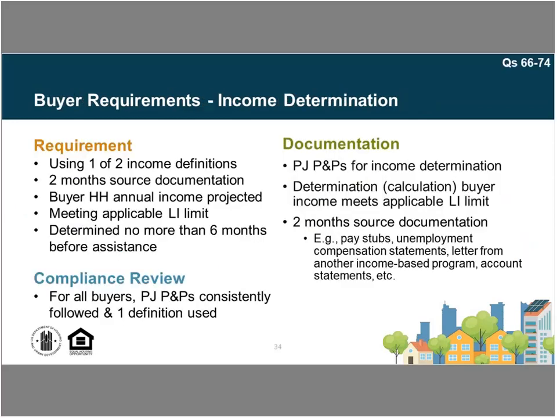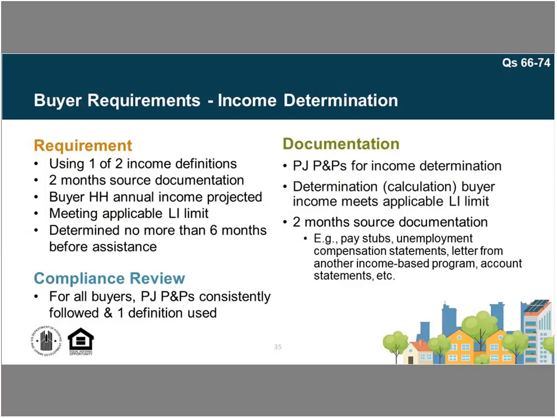All right, so these requirements pertain to the eligibility of the homebuyer. So the homebuyers must be determined to be low income based upon the projection of their income. And so we're going to be looking for 12 months of projected income to determine if they're low income. The PJ has to be using one of the two definitions of income. This is the Part 5, Section 8, or the 1040 definition. Like I said, the buyer's household annual income has to be projected for 12 months. You need to be checking that against the applicable low-income limits. Those are published on the HUD Exchange.